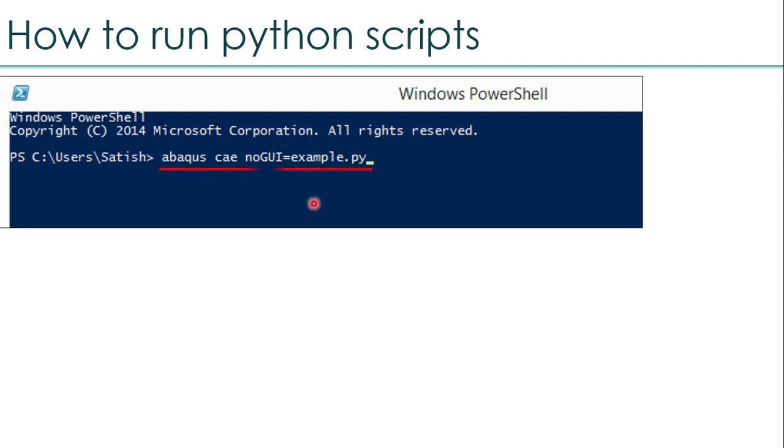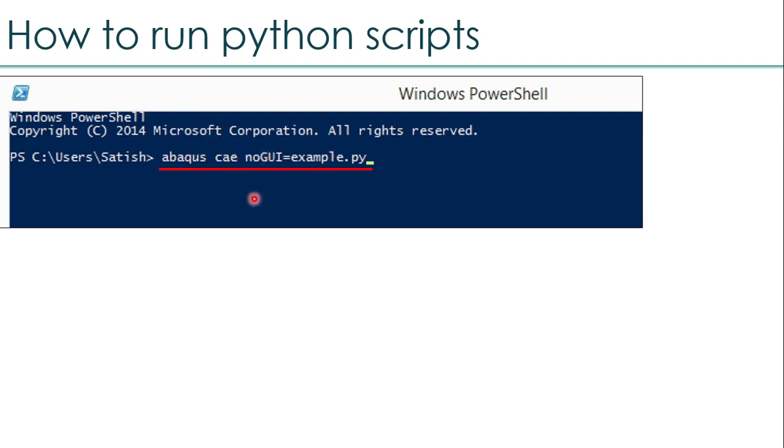So the first method is, you write abaqus. This basically fetches the Abaqus .bat file. It's the default command to invoke Abaqus. The second option is cae, which launches CAE from Abaqus. The third option is noGUI followed by a file name. What it's doing is running this example Python script without opening the GUI.